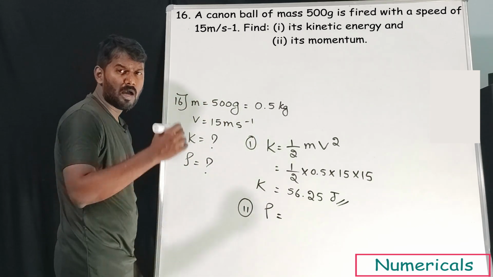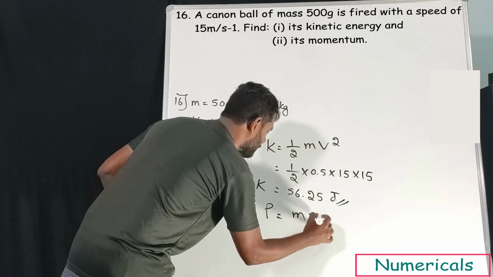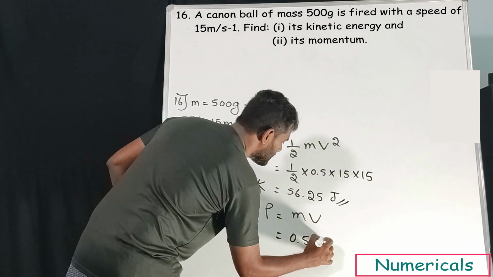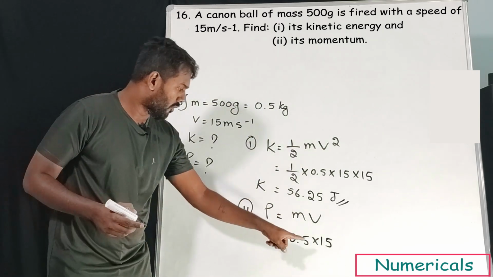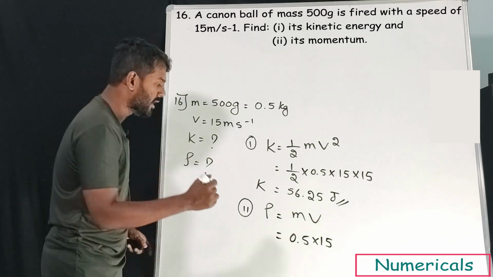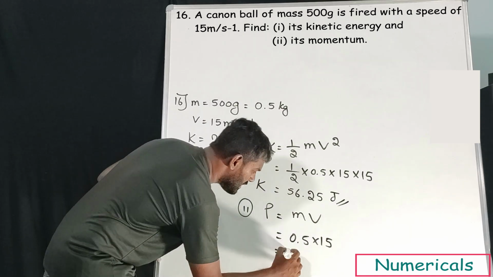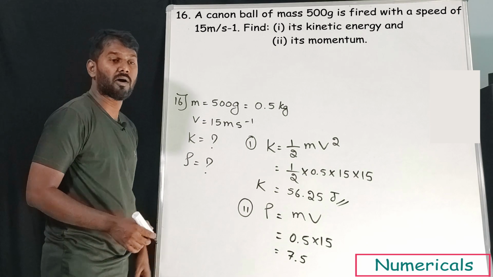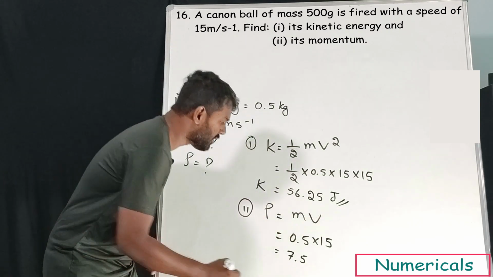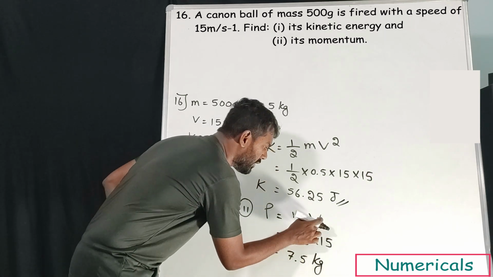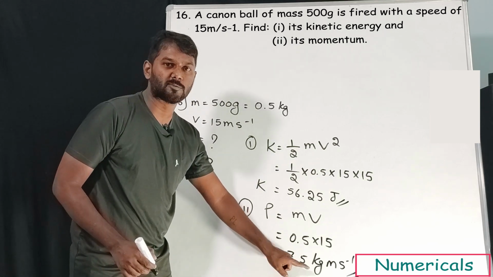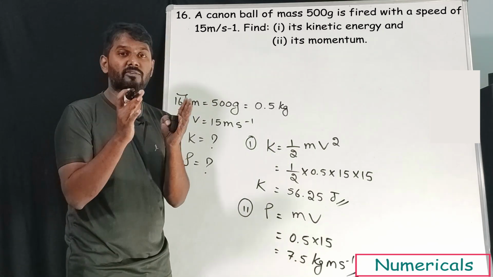What is the momentum formula? Mass into velocity. What is mass? That is 0.5 into velocity, that is 15. I told you earlier, whenever you are multiplying any number with 0.5, that becomes half of it, correct? So half of 15 is 7.5. What is the unit of momentum? What formula are we using? Mass into velocity. What is the unit of mass? Kg. What is the unit of velocity? Meter per second. Only for this one we are doing like this, because it doesn't have any specific unit.